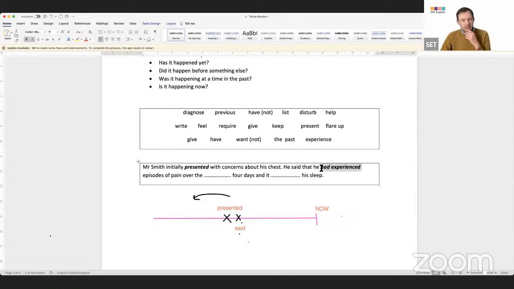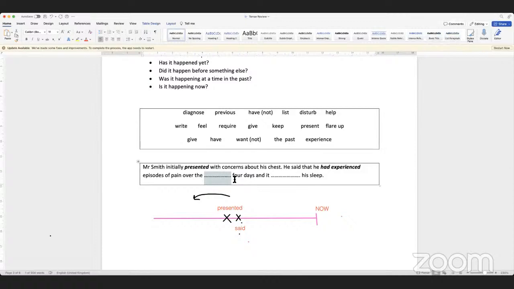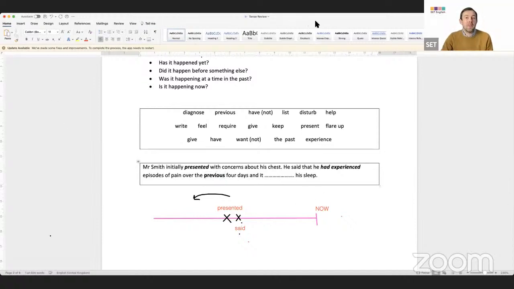I'm very happy with that. Now, what word would you put there? Go on, Maha. The past. Oh, you fell into my trap, Maha. I'm sorry. It can't be past. It can't be last. Previous. Yes, it's previous. Okay. Now, the past 4 days would be 4 days back from here.